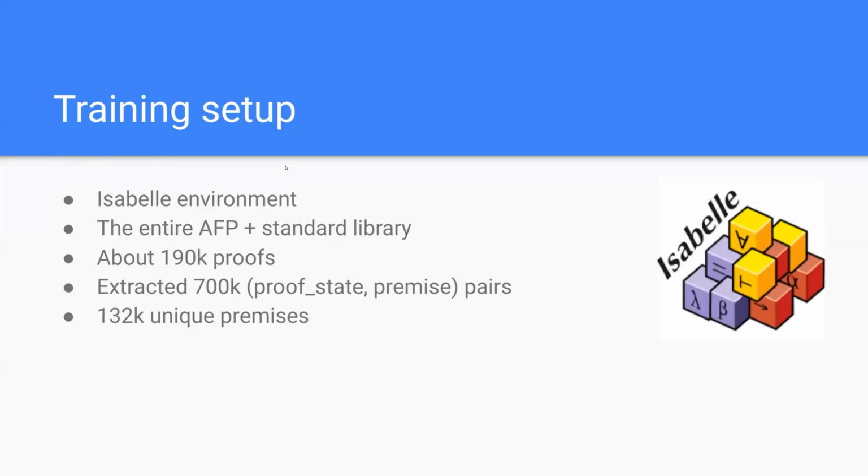Yeah. Okay, so when we train neural premise selection models, the data set is definitely the most important part. We managed to extract premises from proof steps from the entire AFP in Isabelle, which is pretty nice, thanks to Albert and other collaborators. We extracted about 700,000 proof state and premise pairs for training our models and more than 100K unique premises, which is pretty nice.